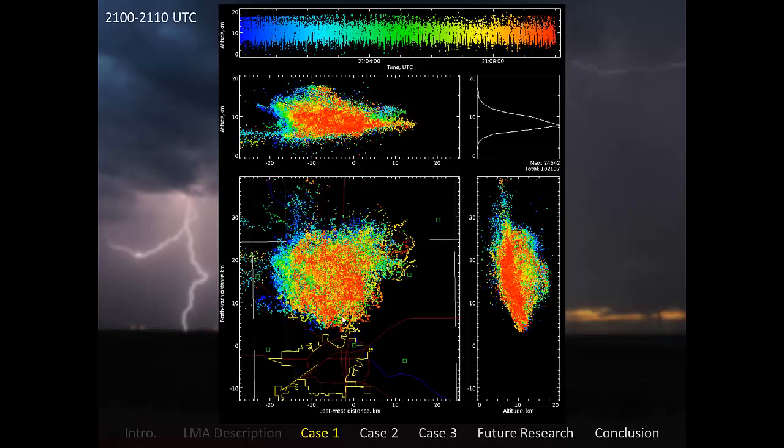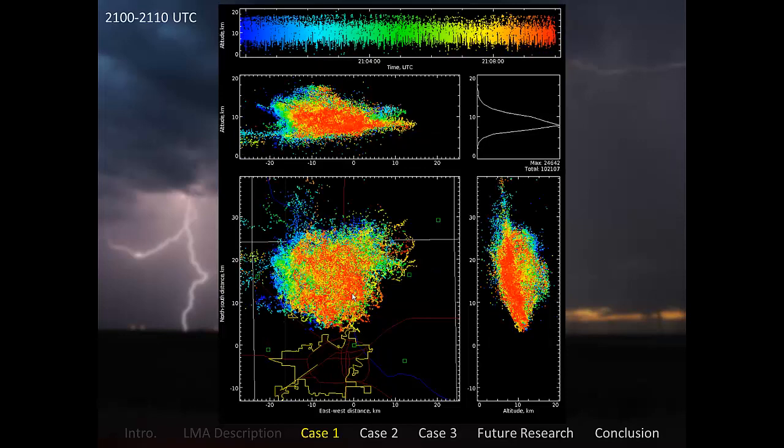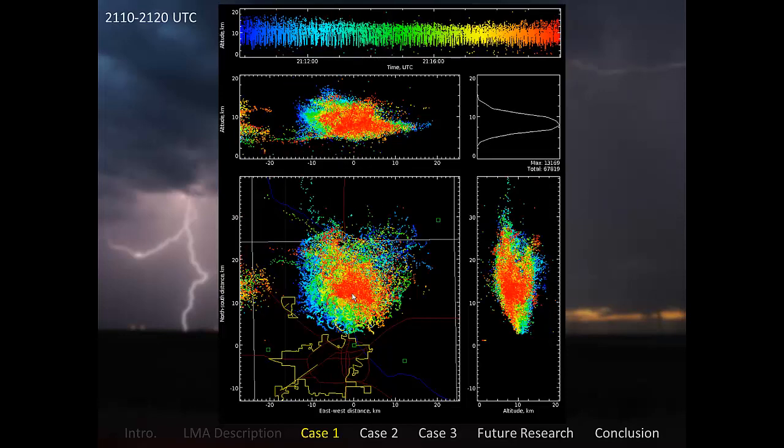Jumping forward 2100 to 2110 UTC, I'm pretty sure that it looks like it lost its definition. There still are a lot of sources taking place, but they're very scattered and spread out across a larger region. It's hard to tell if there's a concentrated area in here or in here. But then if we jump forward again, 2110 to 2120 UTC, we can see that the sources have again reconcentrated in this location, indicating another strong updraft. And again, going back and forth, you can see how that change takes place.